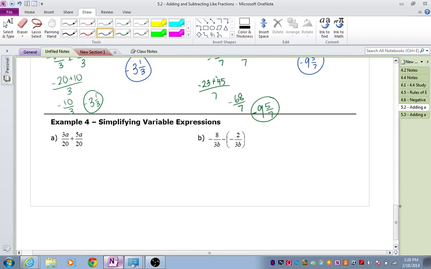Final example, simplifying variable expressions. Now, just because we're throwing in some variables does not mean you need to freak out. Okay, same steps as before.